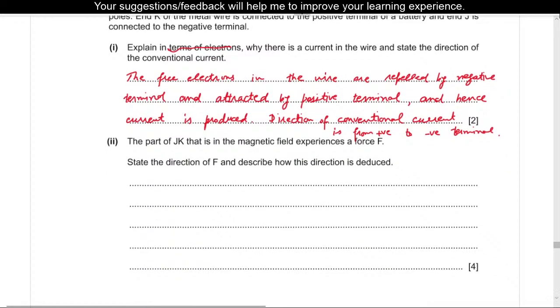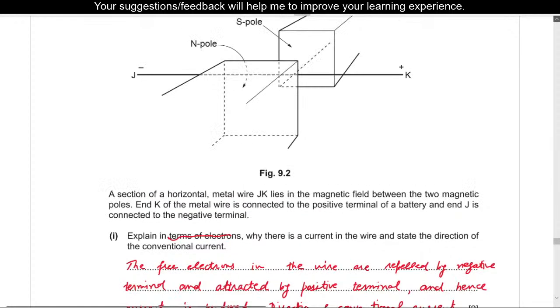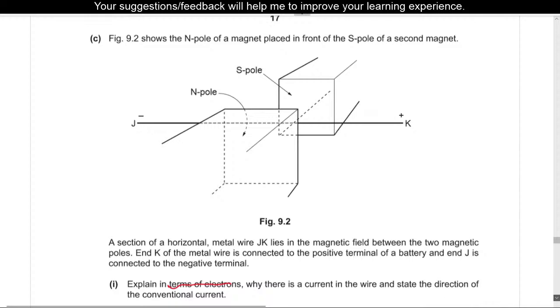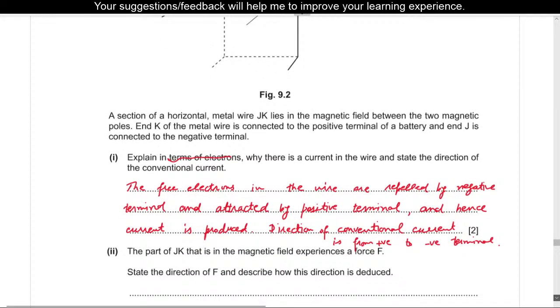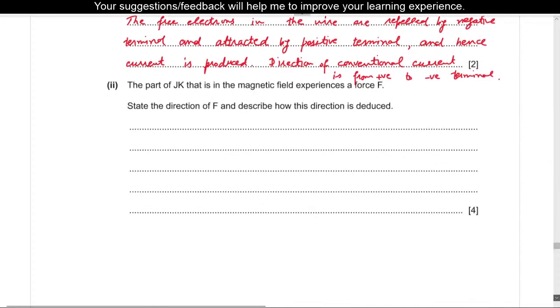The part of JK that is in the magnetic field experiences a force F. State the direction of F and describe how this direction is deduced. So you have to use Fleming's left hand rule, and when you use Fleming's left hand rule you will find that its direction is downwards. The force will be acting in the downward direction, so you will just write that its direction is downwards and you will state Fleming's left hand rule in this question. Now let's move on to the next one.